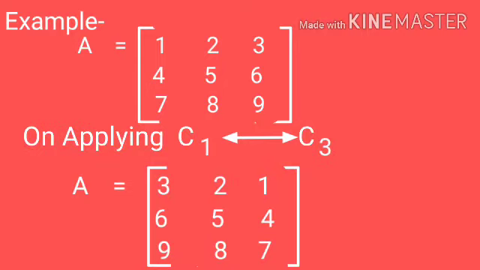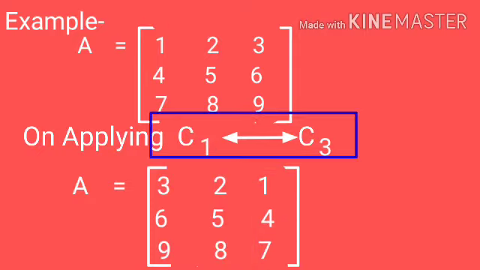Now column operations. Suppose we want to interchange the first and third column. Look here, the first column is 1 4 7 and the third column is 3 6 9. So when we interchange C1 and C3, first we write the third column, that is 3 6 9, in the first place, and after that the second column 2 5 8 as it is, and now in the third place write 1 4 7. So this operation is C1 interchange with C3.